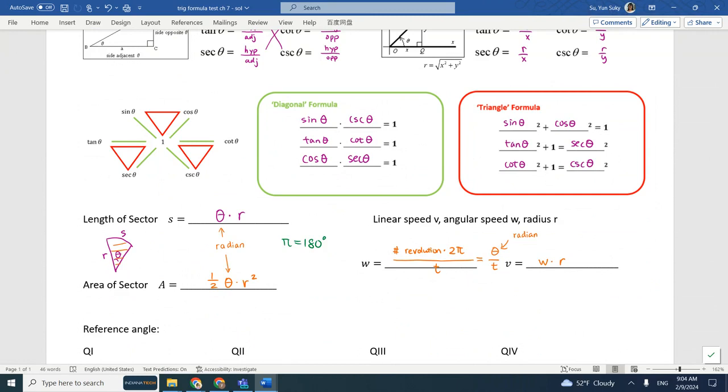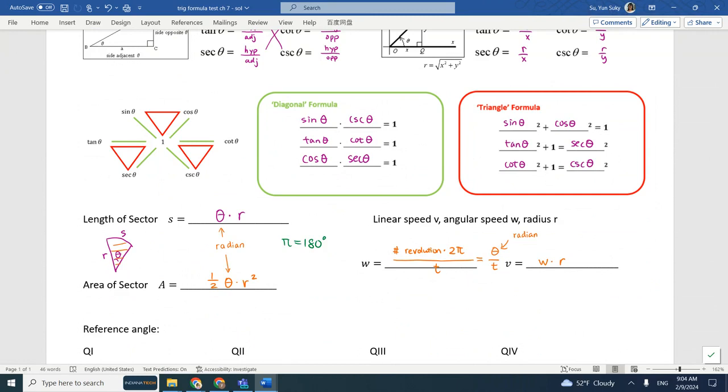That's the angular speed. And then the linear speed equals omega times R. So we use the angular speed multiplied by the radius. So if the radius is bigger, the linear speed is bigger. Everybody finish this part? You still have this page?